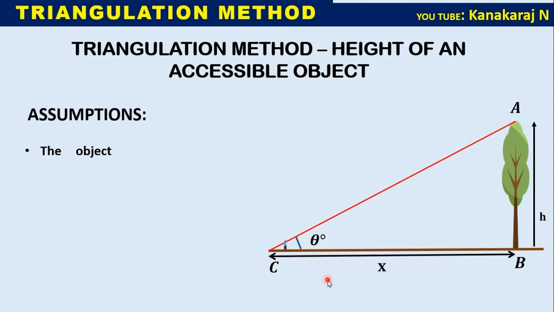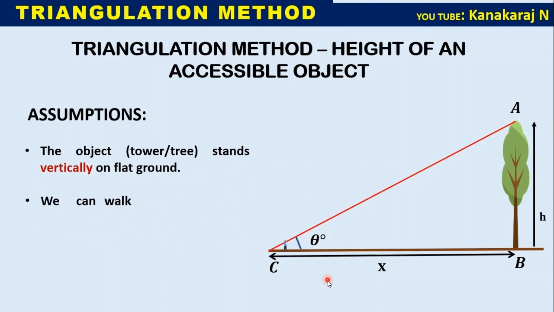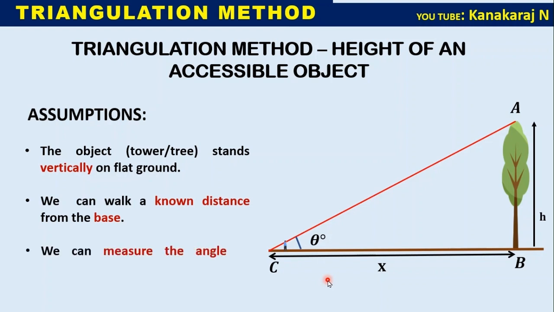Assumptions. The object, tower or tree, stands vertically on flat ground. We can walk a known distance from the base. We can measure the angle of elevation from that point.